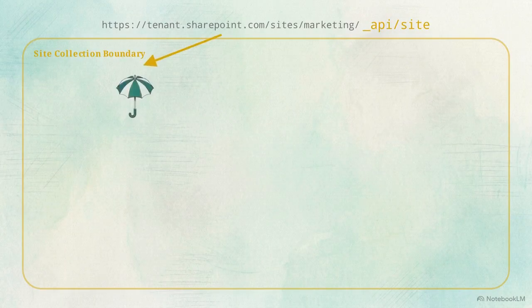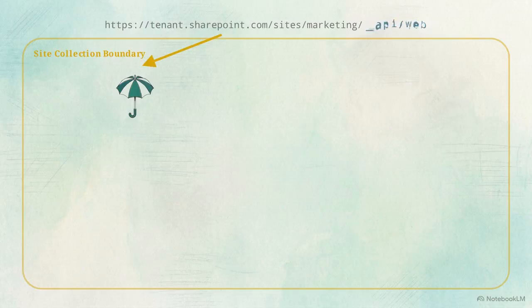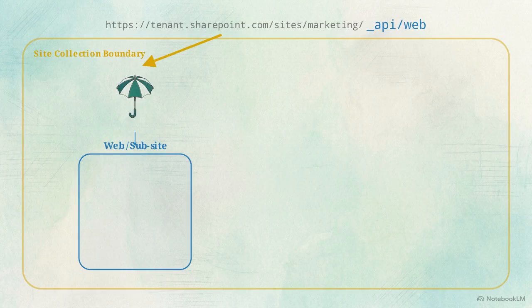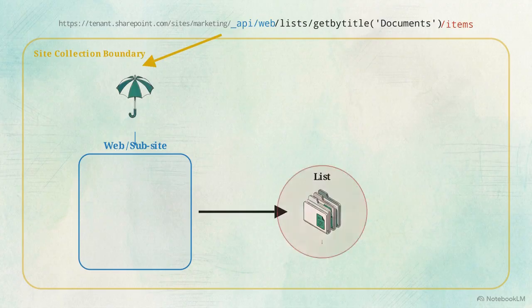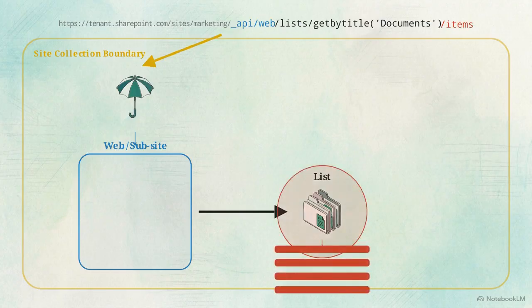The hierarchy starts at the top. Sending a request to _api/site targets the overarching site collection. Stepping down one architectural level, _api/web isolates the specific subsite you are querying. From that web level, you traverse laterally into a list by appending get_by_title and passing the list name. Finally, adding /items extracts the exact data rows contained within that specific list.